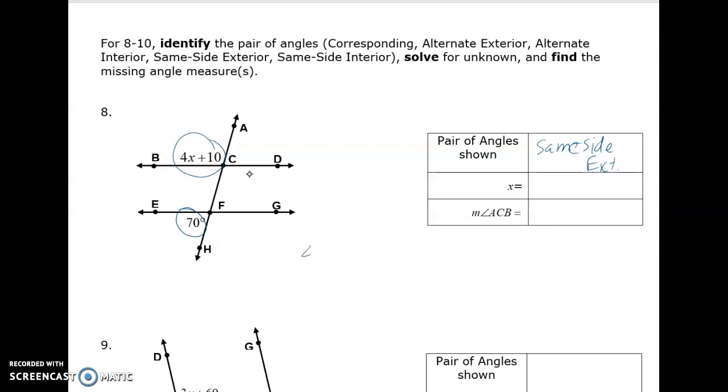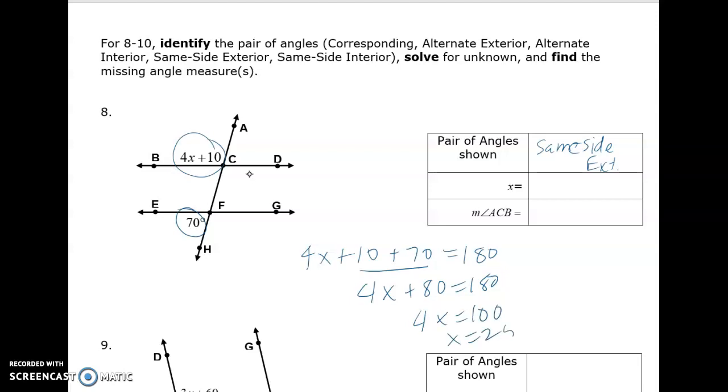So that means that we would have to add them up to 180. So my first angle is 4x plus 10. My second angle is 70. And if I add those together, I get 180. 10 plus 70 is 80, so I'd want to combine my like terms here and end up with 4x plus 80 is 180. How do I solve? Subtract 80 from both sides. Once I subtract 80, I end up with 4x is equal to 100. Divide by 4, I end up with x is equal to 25.